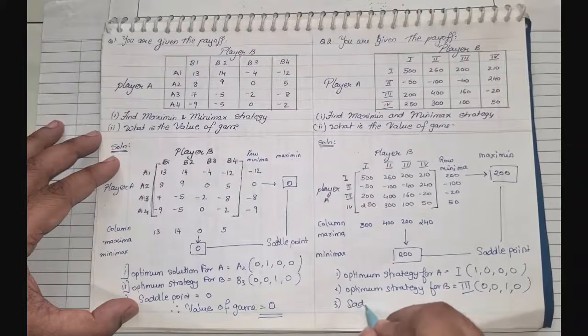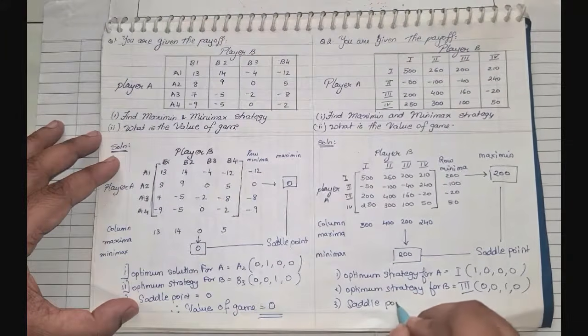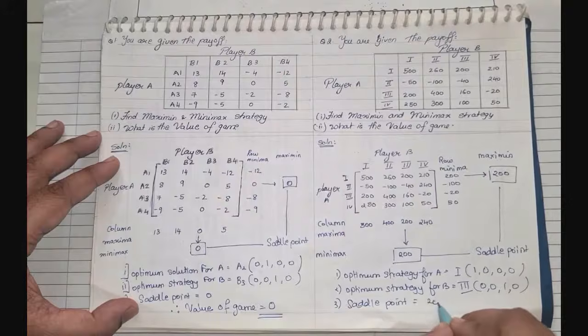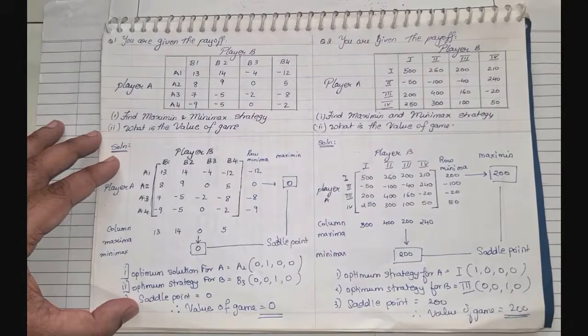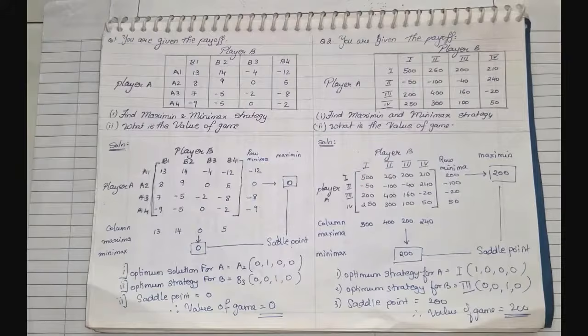Third, the saddle point was 200, therefore the value of the game equals 200. Again, very simple. You just have to follow those basic steps, and with that you will be able to solve the sum.